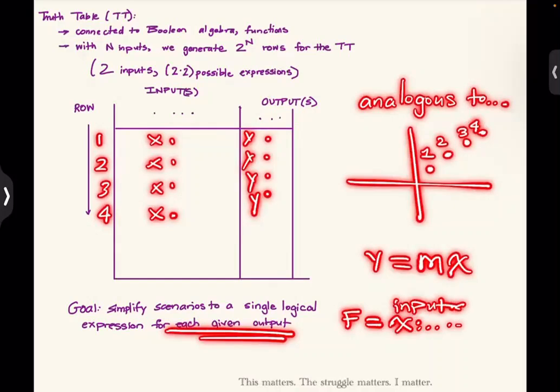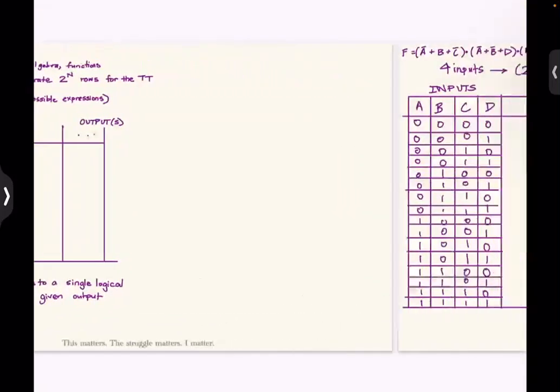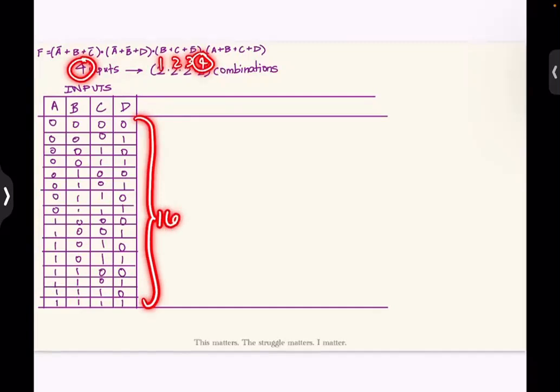So now we're going to go into our first example. First, I'm going to detect how many inputs there are. There are 4 inputs, meaning that there is 2 to the 4th, or 16 combinations. So I've written out the 16 combinations, but I'm going to explain how I did that.